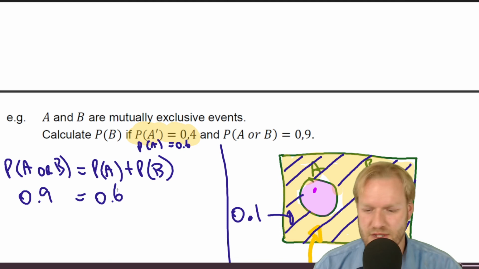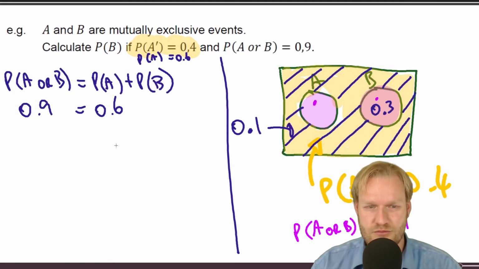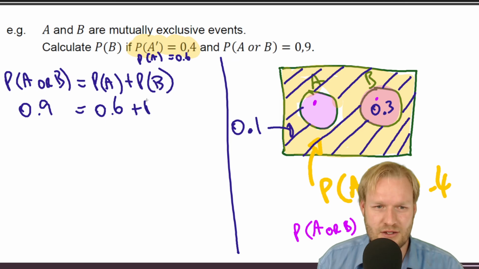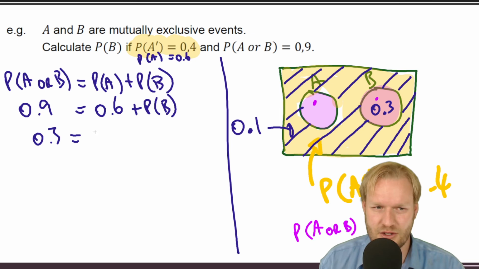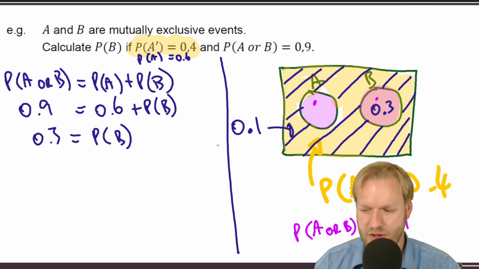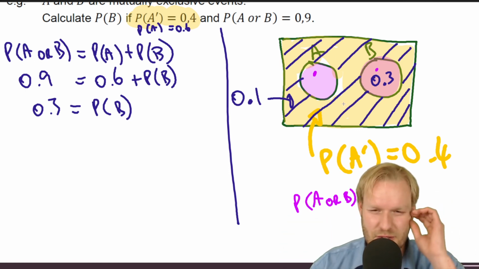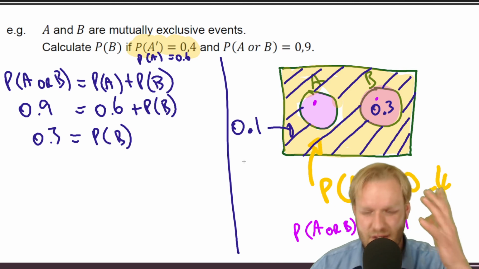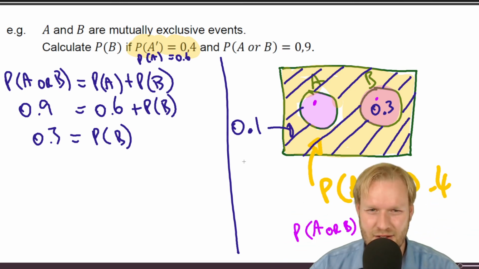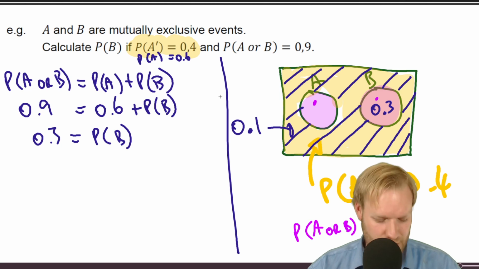So 0,4, 0,6. Plus the probability of B. Subtract 0,6 from each side and we get the probability of B is 0,3. So that's just using the straight-up formula. Or try and push yourself and draw this diagram for yourself and see how well it makes sense, highlighting those bits. You really have to sit there highlighting yourself. But those are two different ways to think about that one. So let's head back into it.